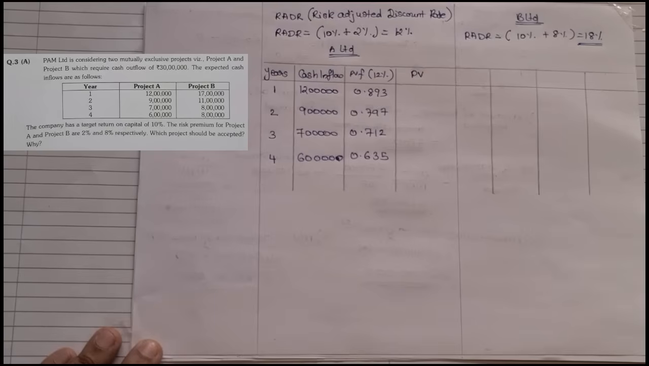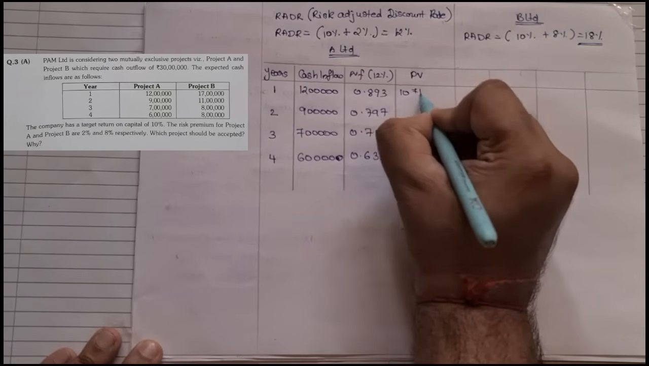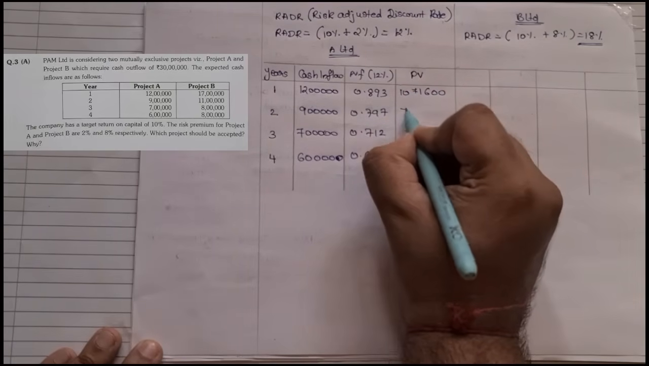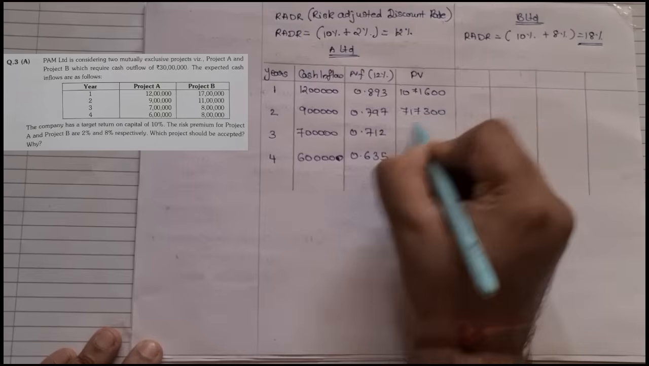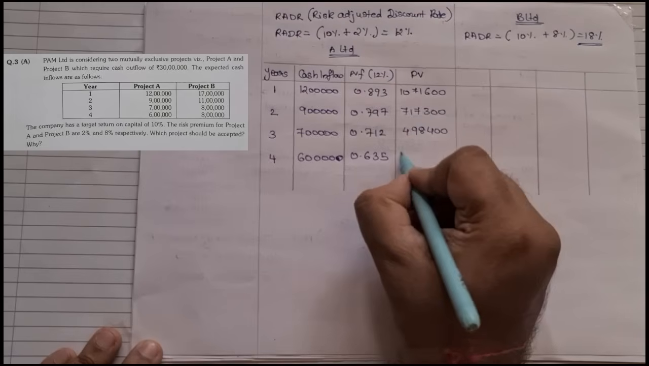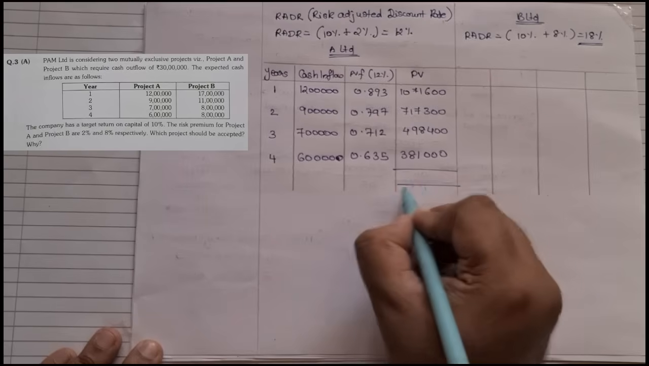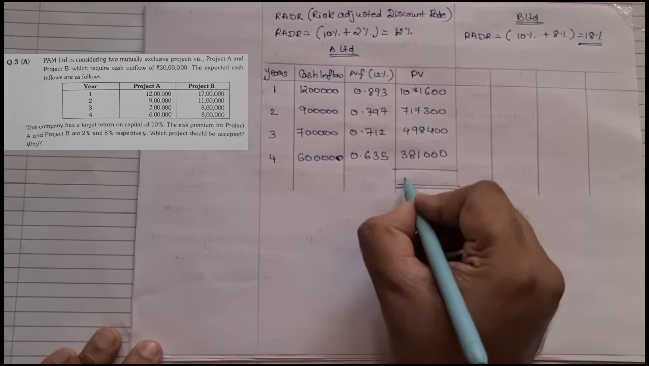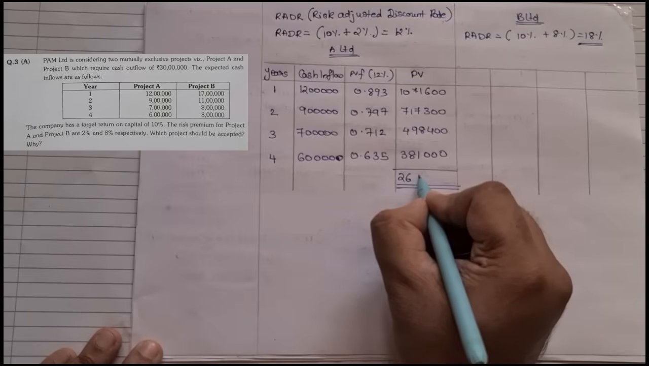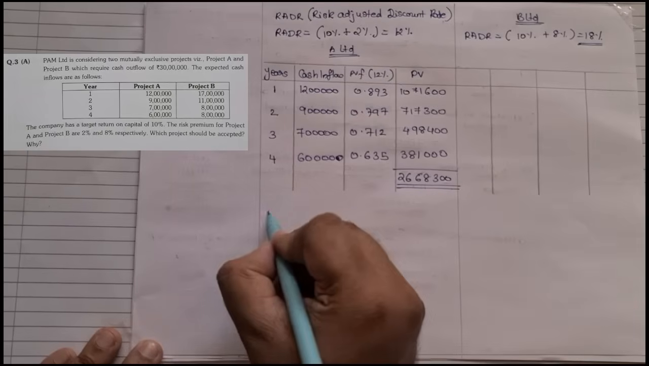So the first value is 12 lakhs into 0.893, which comes to 1071600. So I'll write it here, 1071600. Next is 717300, 498400 and 381123, and I will total it up. So my total PV comes to 26 lakhs 68,300.